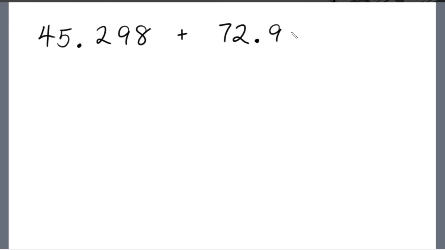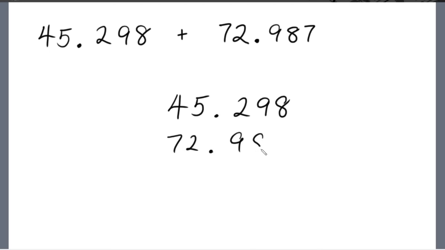Now, let's say we had a question that looked more like this. 45 and 298 thousandths plus 72 and 987 thousandths. This is conveniently also the same number of digits, so it's going to be really easy to line these up. We have 45 and 298 thousandths. Line it up with 72 and 987 thousandths. Put our plus sign in. It already makes that nice box shape, so we don't have to worry about filling in zeros.